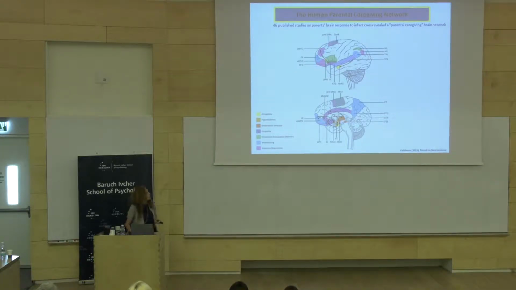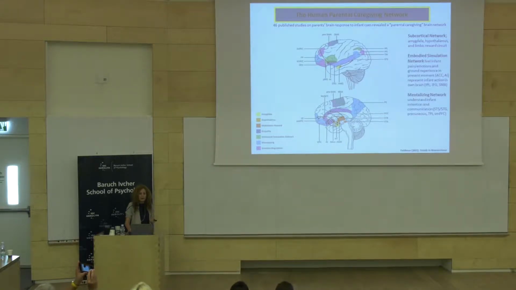And this is a meta-analysis that we did on the basis of about 50 published studies of the human parental brain. We see in them the subcortical network, primarily including the hypothalamus, the oxytocin-producing hypothalamus, the amygdala and the VTA, the striatal areas of the dopamine, the subcortical dopaminergic circuit, and they are connected to 3 important cortical networks. The embodied simulation network, I think Valeria and Christian told us about.